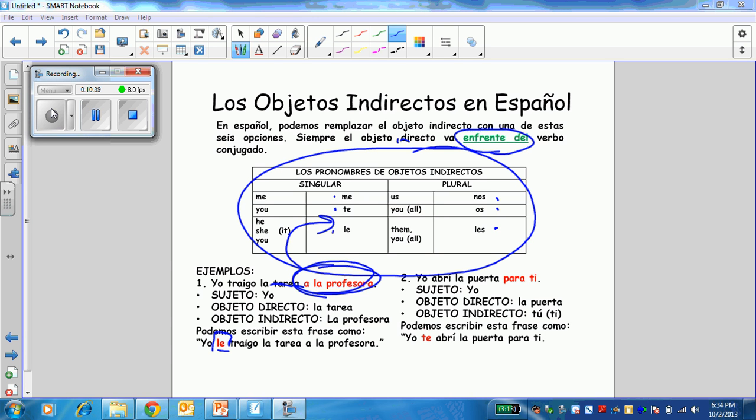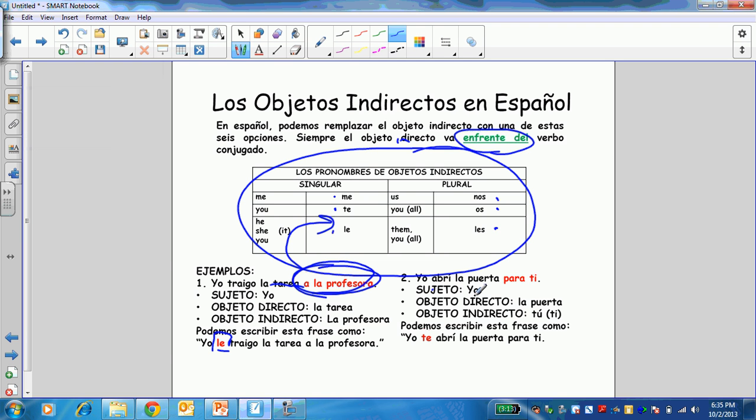Okay, so número dos, yo abrí la puerta para ti. I opened the gate for you, or I opened the door for you. Okay, so the subject, who is doing the opening? Yo, I opened the gate. Okay, direct object, what is being opened? La puerta. Okay, objeto indirecto, who is the gate or the door being opened for? Tú, para mí, para ti.